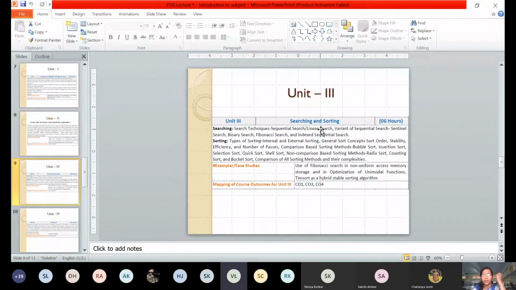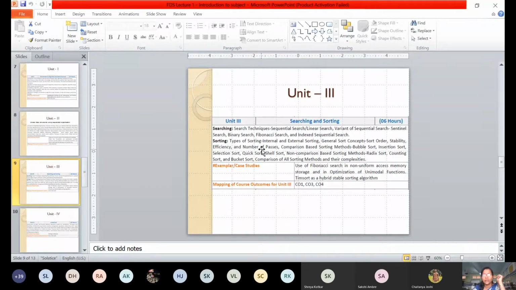If we want to know algorithms which are used for sorting, then there are bubble sort, insertion sort, selection sort, quick sort, shell sort, and so on. So likewise we need to learn what are different searching methods and what are different sorting methods. And then at the end of the unit, which course outcomes will be satisfied? Course outcome number 1, course outcome number 3, and course outcome number 4.